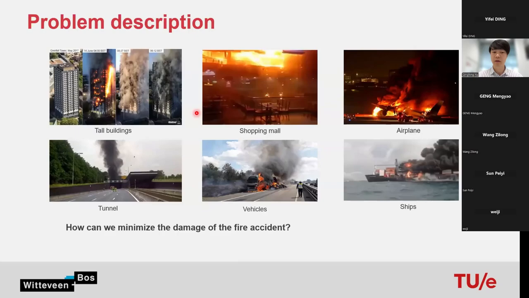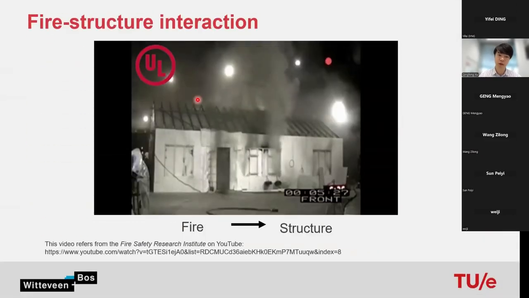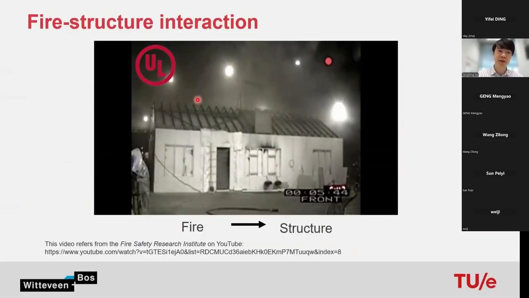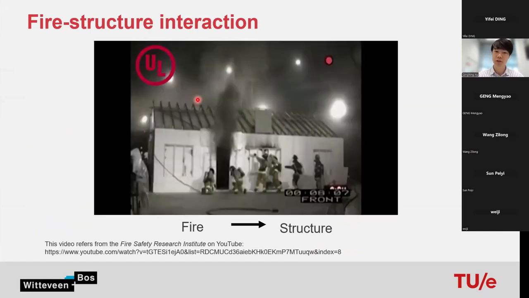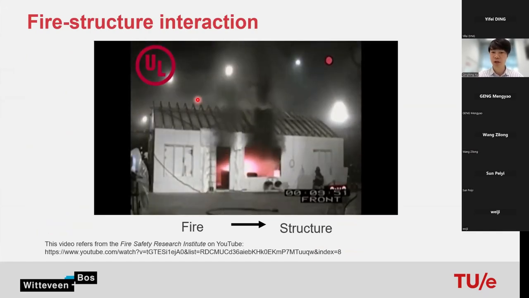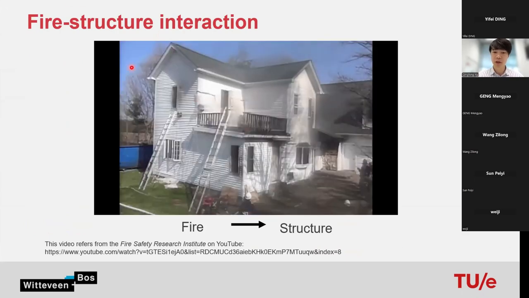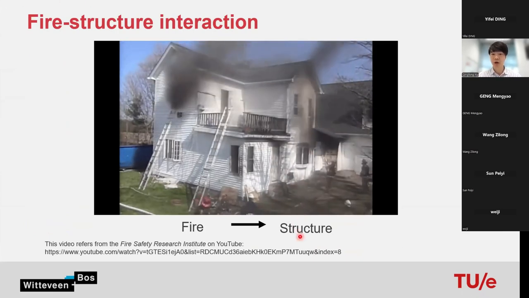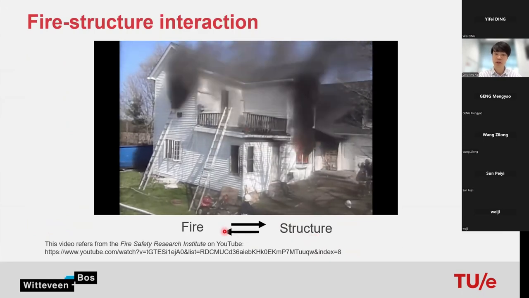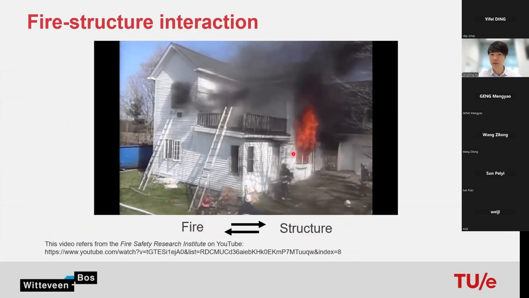From the engineering perspective, we need to do proper fire safety design to make sure the structure has enough fire resistance capability. But when we talk about the interaction between fire and structure, normally we only consider one way, which is the fire's influence on the structures. But if we check the video here, when firefighters break the window, or the window is broken by the fire, we can find the structure failure also gradually affects the fire development inside the compartment.